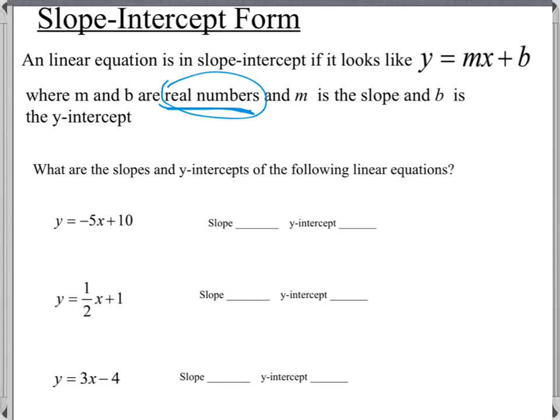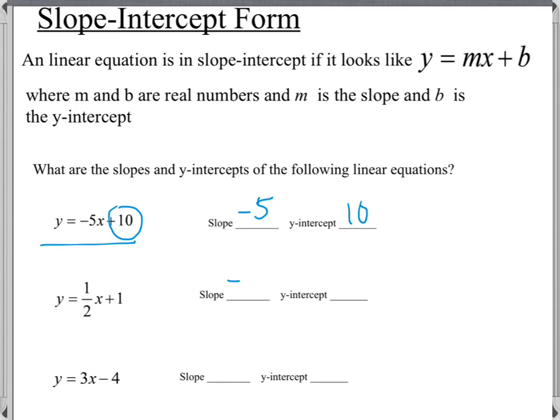And they're real numbers, so they can be integers, they can be decimals, they can be rational numbers, they can be irrational numbers. So I could have pi if I wanted for m and b, or I can have like the square root of 2 or something like that, because they're real numbers. Okay, so if we're given an equation in this form, it ends up being pretty easy to pick off slope. Slope here is -5, and the y-intercept is 10. When it's being added, I can just pick off that number right there.